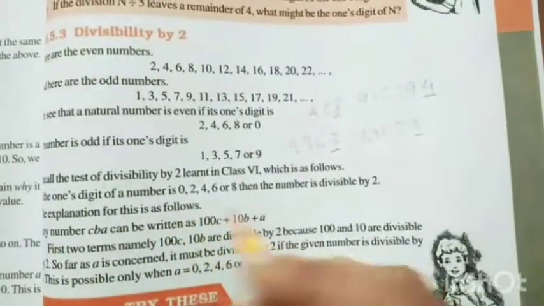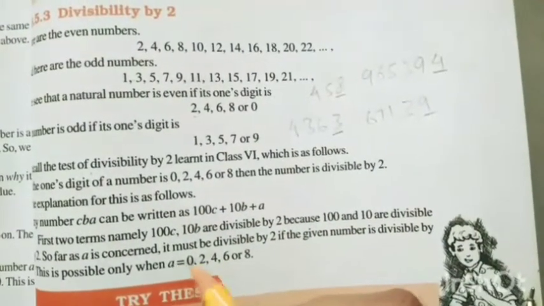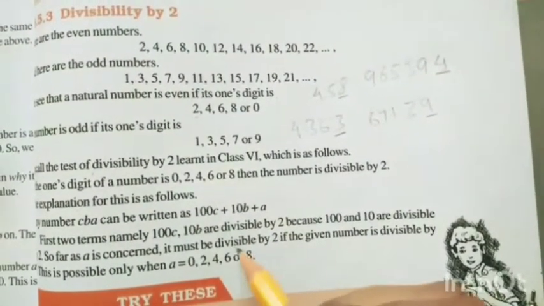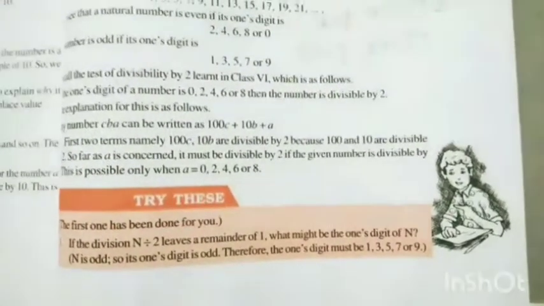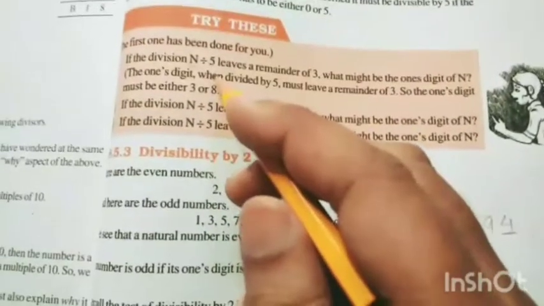That's in this way the rule comes. Okay, so here the rule is given. So when the unit place digit is 0, 2, 4, 6, 8, that number is divisible by 2. That's it. Okay, now try this. This is for by 2. You have seen this, try this by 5, dividing by 5.